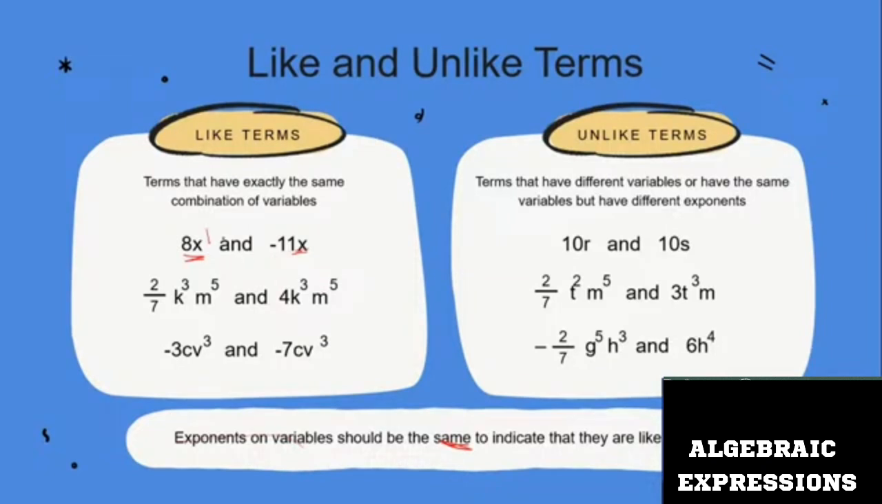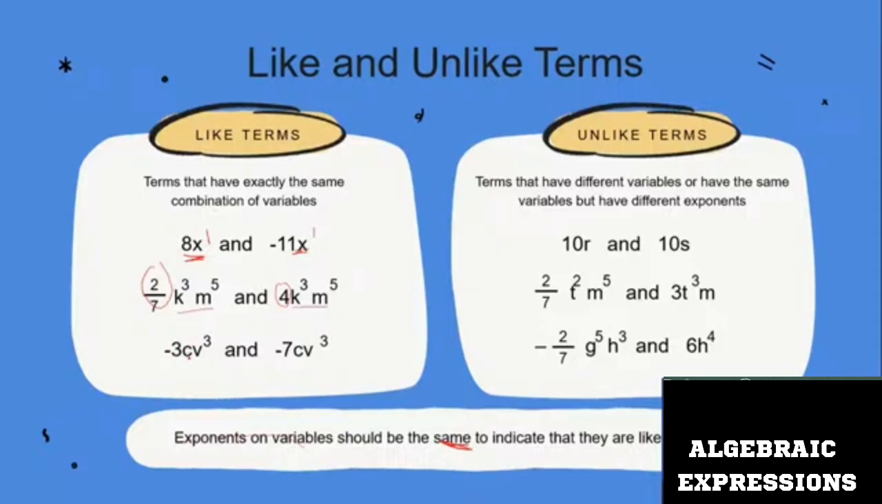So you can see here that the power of x is 1, the power of x is 1. So 8x and minus 11x are like terms in that they both have the same unknown with the same power in both expressions. Let's look at the second one. You can see here that even though the coefficients are different, here we have 2 over 7 and the other one has 4, yet the variables are the same. You can see that we have k to the power 3 and m to the power 5, and k to the power 3 and m to the power 5.